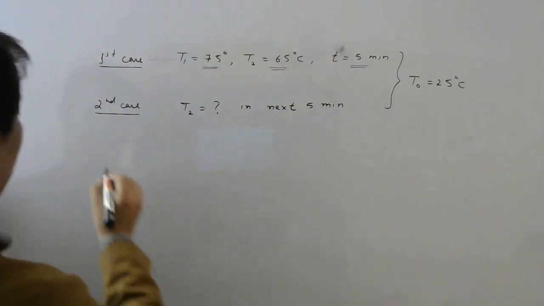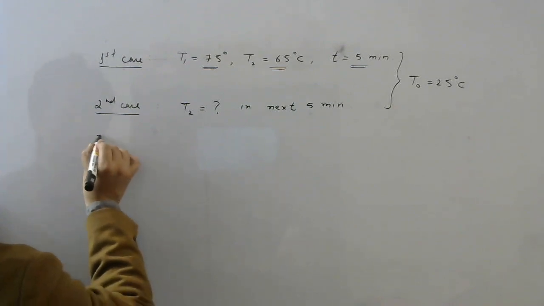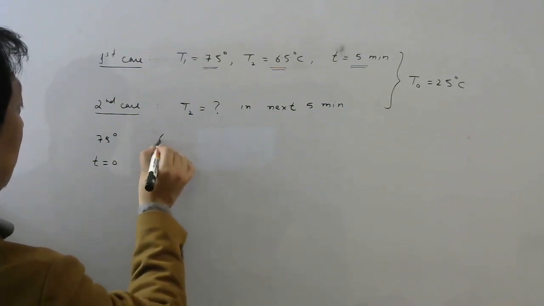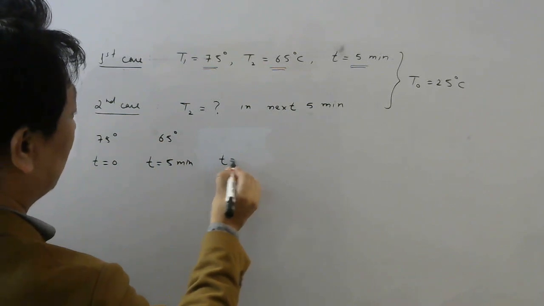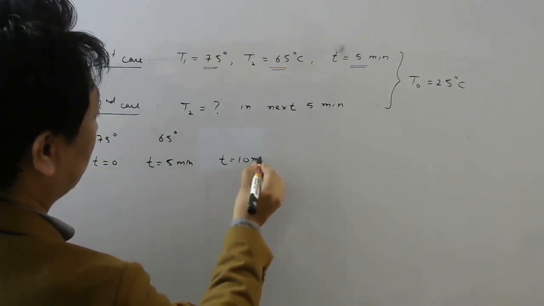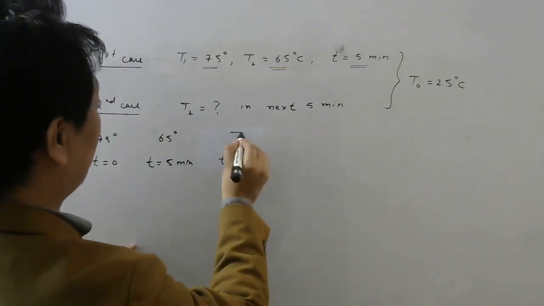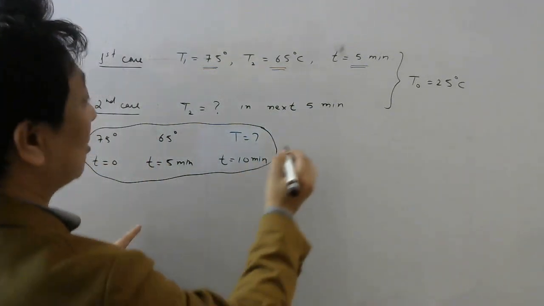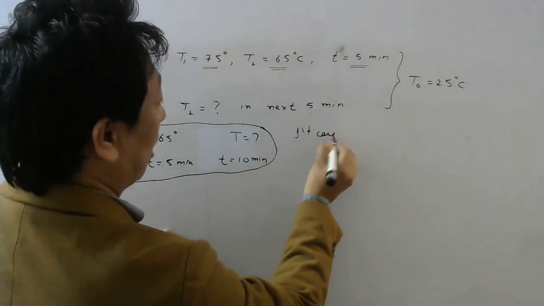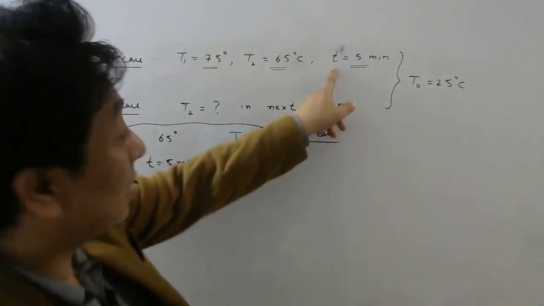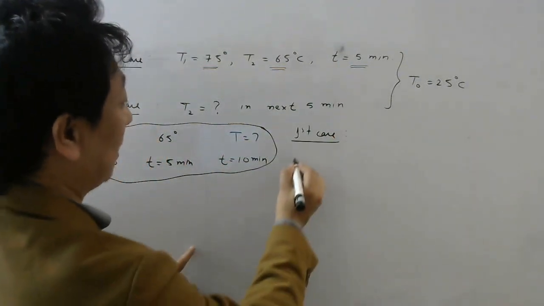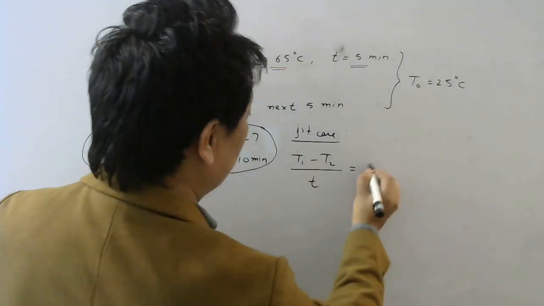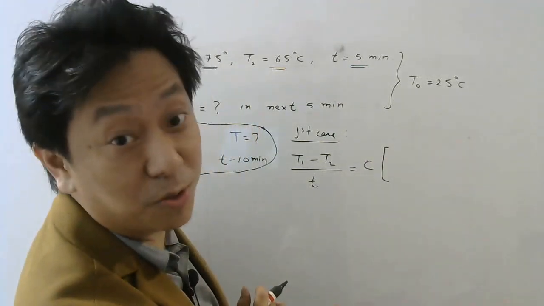Basically they are saying at time 0, temperature was 75. After 5 minutes, temperature is 65. The temperature in the next 5 minutes means when time is 10 minutes, right? So this temperature they are asking. This way also you can think. Now let us write Newton's law of cooling for the first case. How I told you to write: when the time intervals are not very small but big, then I should write bigger temperature minus smaller temperature divided by time taken is equal to some constant times the temperature difference, right?